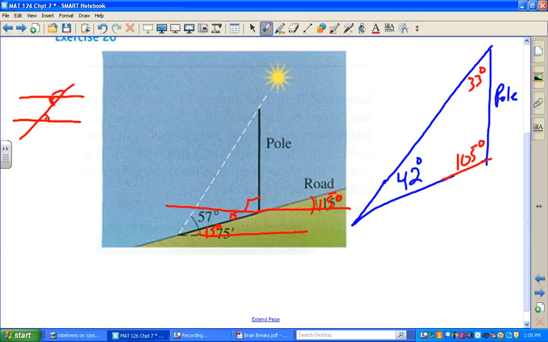But we need a 75. Remember where the 75 comes from? That's the casting of the shadow. We labeled pictures. Somebody said there's a few more of these in this section. I'm very excited. What do we need to find? We need to find the pole. So the pole over the sine of 42 equals the 75 over the sine of 33.